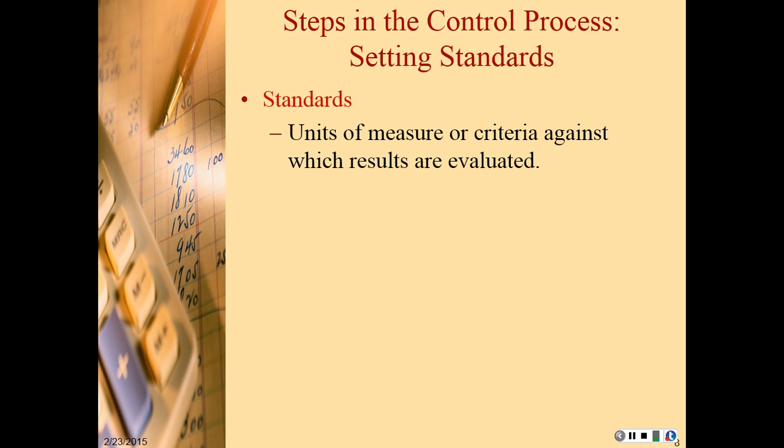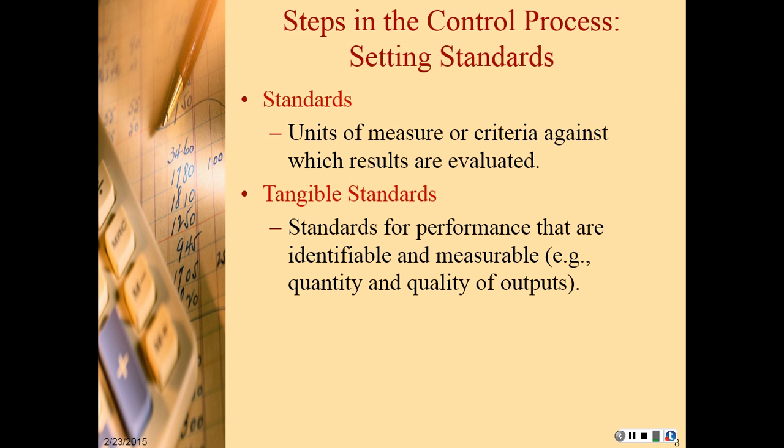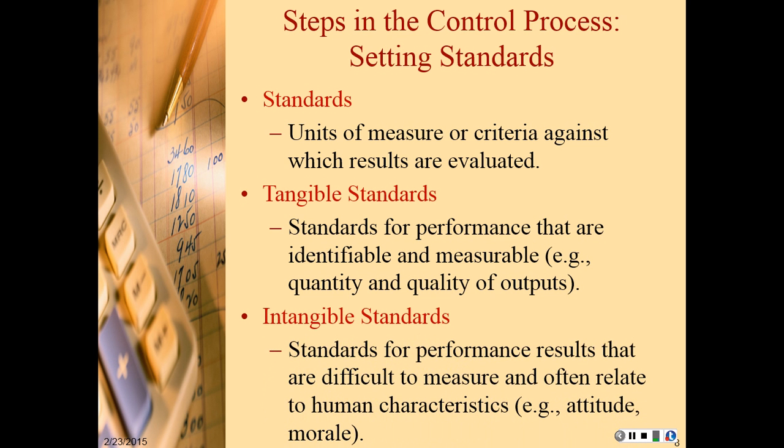So the steps in the control process are setting standards. Standards are those units of measure or criteria against which results are evaluated. And there are tangible standards, standards for performance that are identifiable and measured. For instance, like quality of outputs, quantity of outputs, production quotas, number of defects, productivity, anything that you can put a number to. Intangible standards are standards for performance that are difficult to measure and often relate to human characteristics like attitude, morale, and things that have to do with the behavior of your employees.